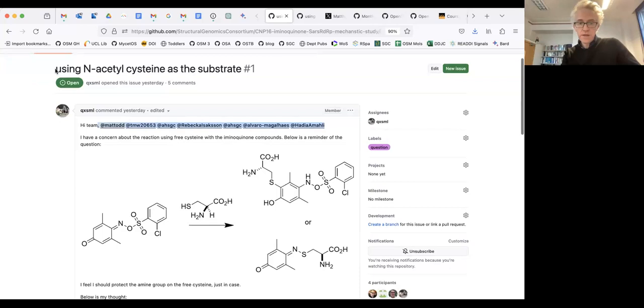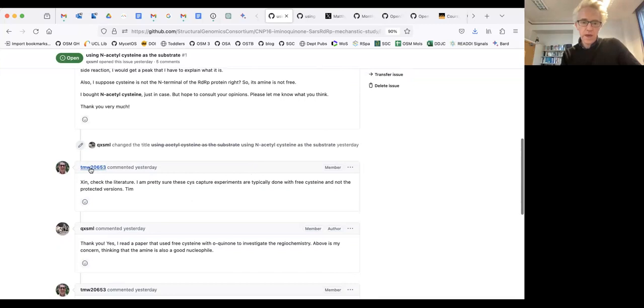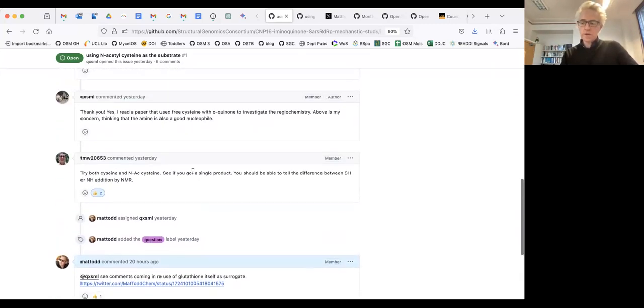And here, the title of this whole thing is using N-acetylcysteine as a substrate. You could, if you wanted to, say something like, is N-acetylcysteine a good substrate for you to use for GSH mimicry, or, how do we mimic cysteine reactivity, protein cysteine reactivity in vitro, or something like that. You can also frame it as a question if you really want to get very specific. Yeah, and sure enough, almost immediately afterwards, Tim Wilson, our collaborator, answered, and there was a conversation that ensued.